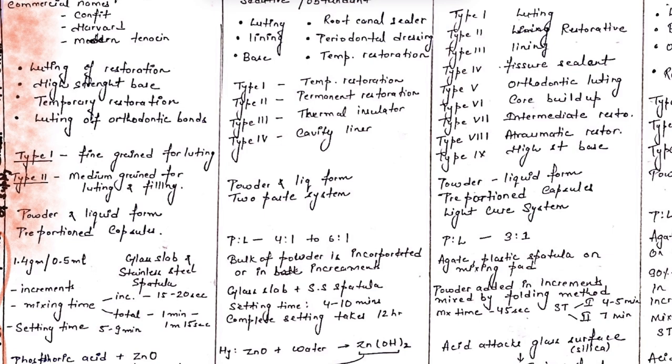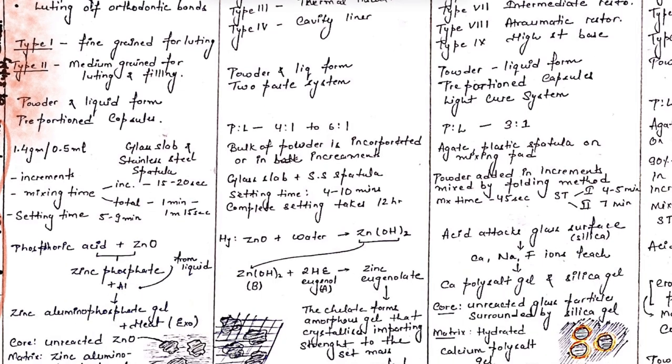Then coming to the manipulation, so how you actually use it. First 1.4 grams of powder is mixed in 0.5 ml of liquid. This is approximately one big drop of liquid. And where it is mixed, you take a glass slab.